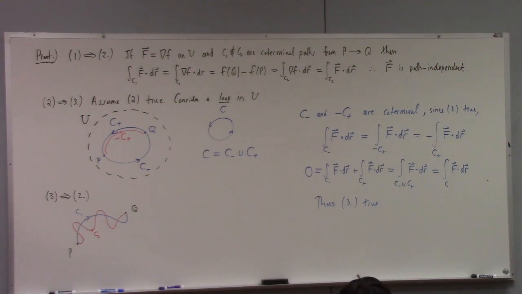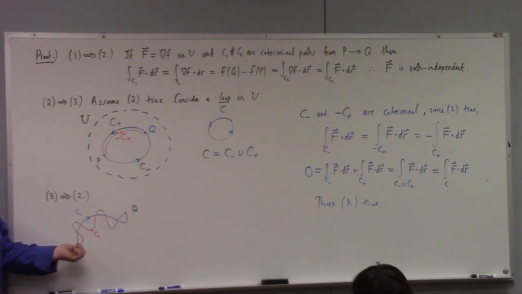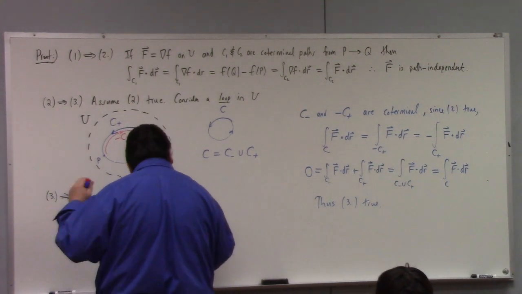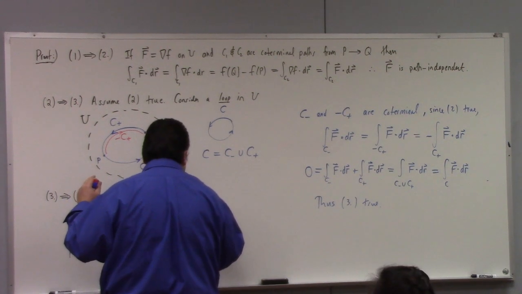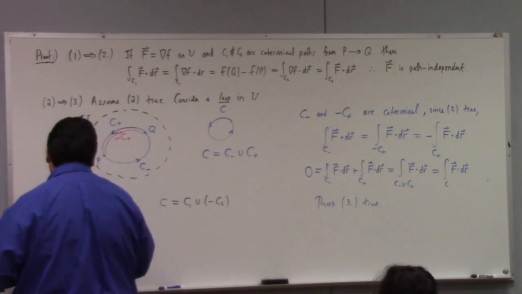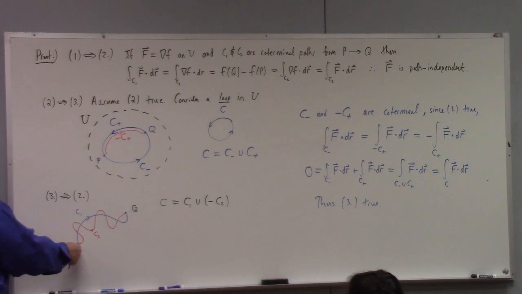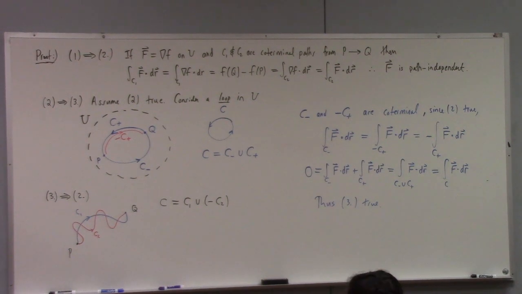And if I'm assuming 3 implies 2, I'm assuming that the integral around a closed curve is 0. Well, there's also clearly a closed curve here, right? What's the closed curve? Basically, the union of C1 and minus C2, that's right. So if we do C1 and then minus C2 like that, we begin and end at the same point P, right? So therefore, the integral along C, by assumption of 3, is 0.